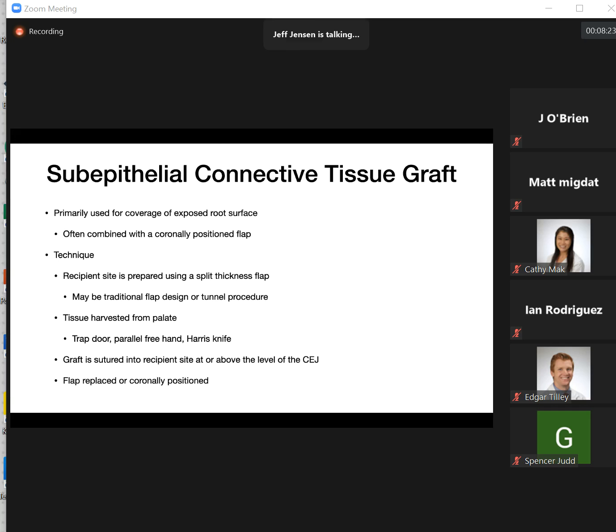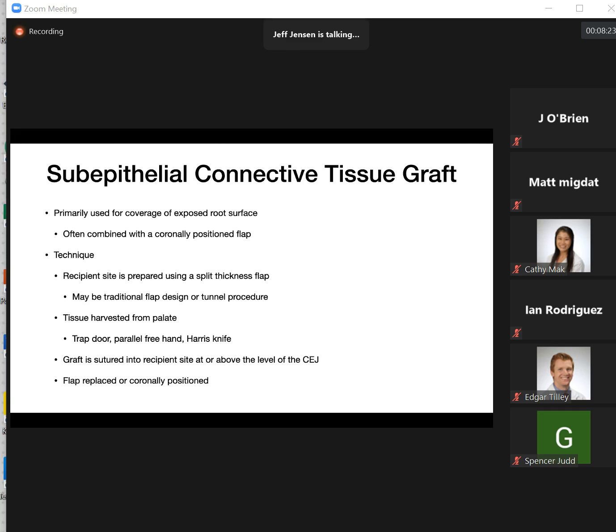So just this photo here. Oh yeah, go ahead. On the palate, when you're harvesting that piece of tissue, how do you avoid nicking an artery or nerve? Yep. So that's a good question. So typically I don't go further back than the first molar. Okay. So when I'm doing my harvest, I stay first molar or mesial.